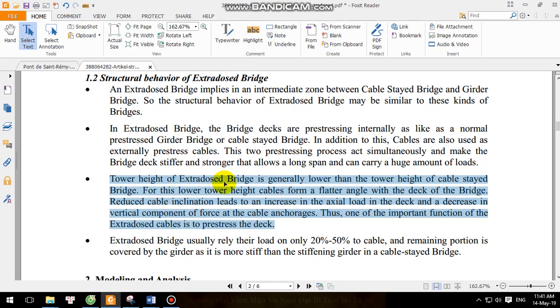The tower height of an Extradosed bridge is generally lower than the tower height of a cable-stayed bridge. For this lower tower height, cables form a flatter angle with the deck of the bridge. Reduced cable inclination leads to an increase in the axial load in the deck and a decrease in the vertical component of force at the cable anchorages. Thus, one of the important functions of the Extradosed cables is to pre-stress the deck.